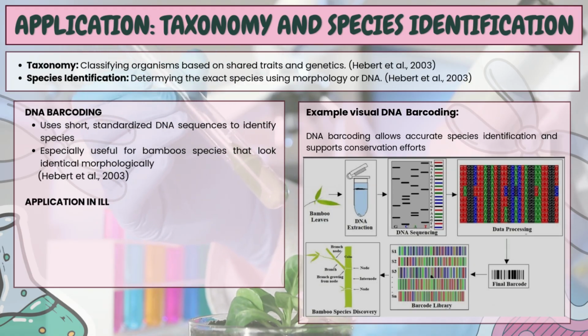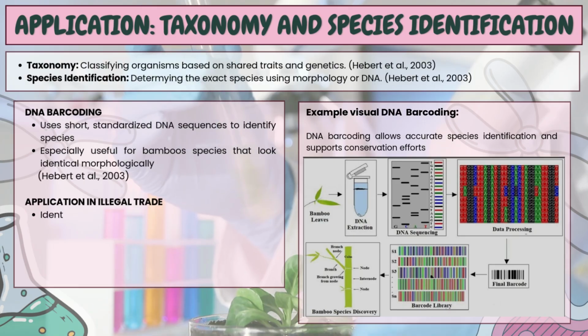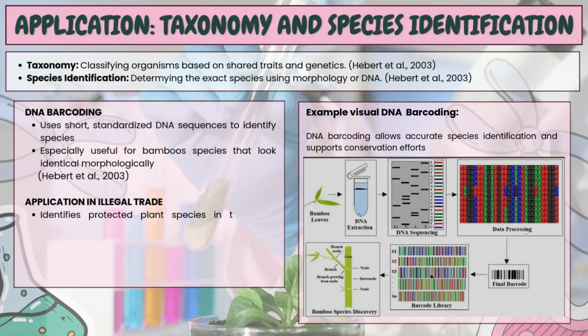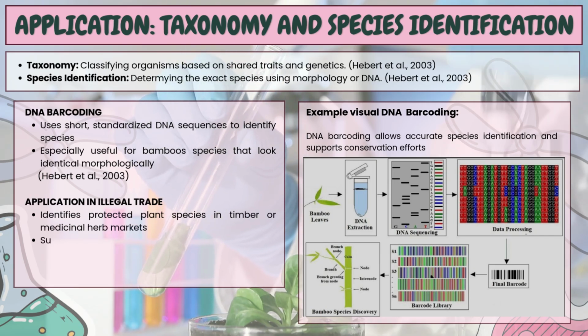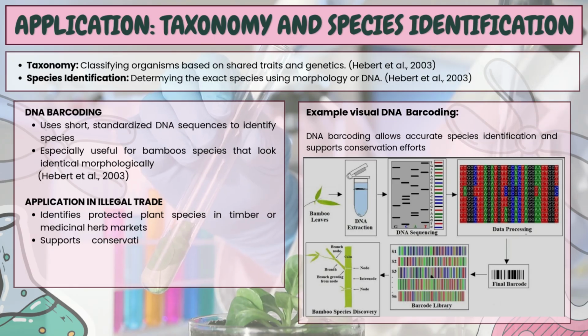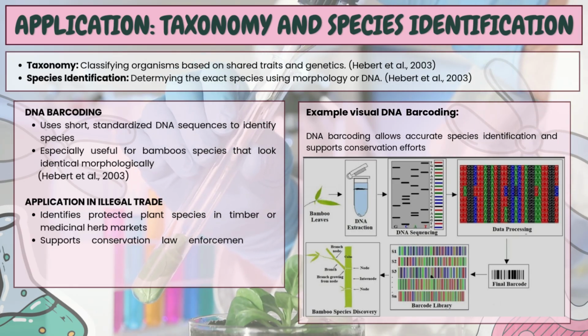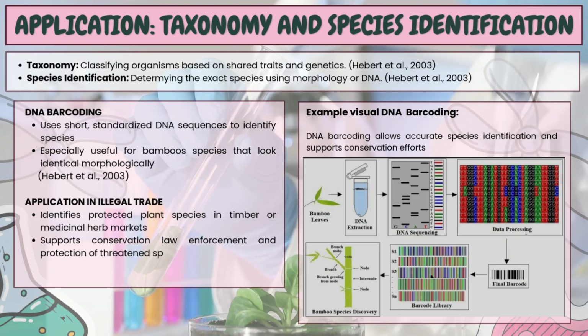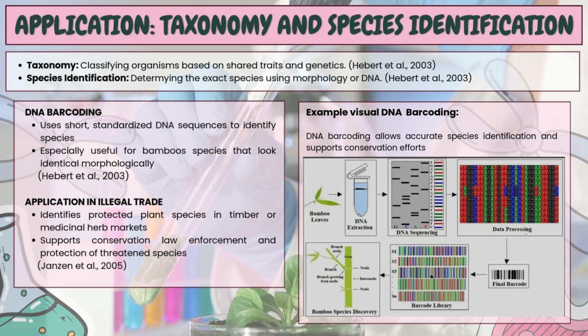Species identification, on the other hand, is the process of determining exactly which species an organism belongs to. Traditionally, this was done using morphology like leaf shape, flower color, or other visible traits. But now, we also use molecular techniques like DNA to be more accurate, especially when species look very similar to each other. One of the most powerful tools for species identification today is DNA barcoding.